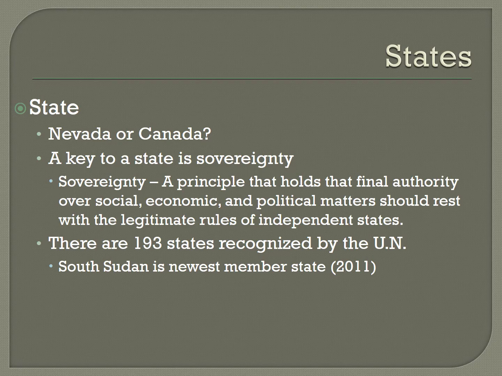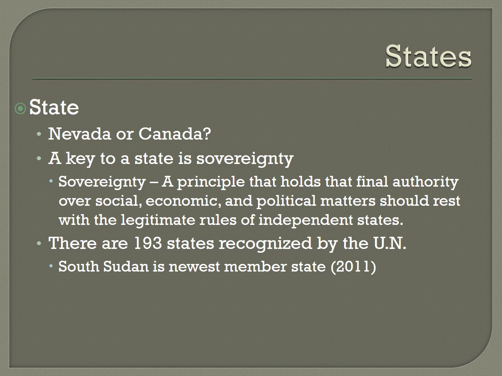There are currently 193 states that are recognized by the UN, and that's a really important organization as far as recognition by the international community. When the UN recognizes a state, that's pretty big. And that's the number that we'll use as far as the number of states in the world. There's 193, and that number is up from 2011, when the last state, South Sudan, was added as a member state of the United Nations. That brought the number up to 193.